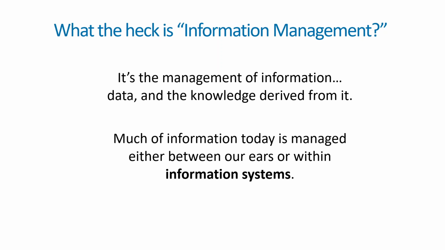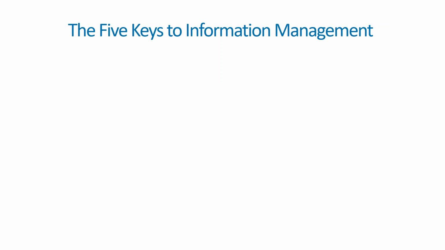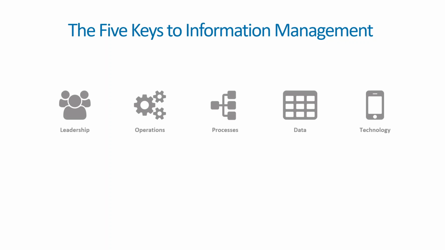So information management is just that. It's the management of information. And there are 5 keys to information management. And these are they: leadership, operations, processes, data, and technology. And we're just going to briefly talk about each of those in turn, and then we'll spend the rest of the time on your questions.